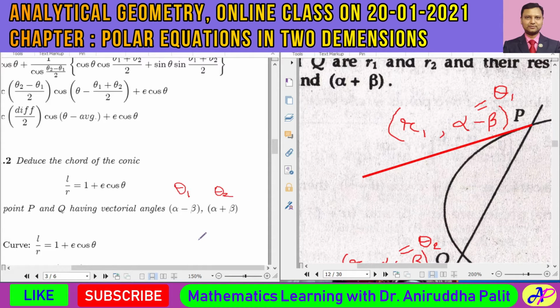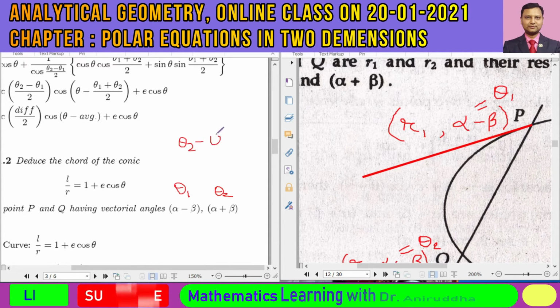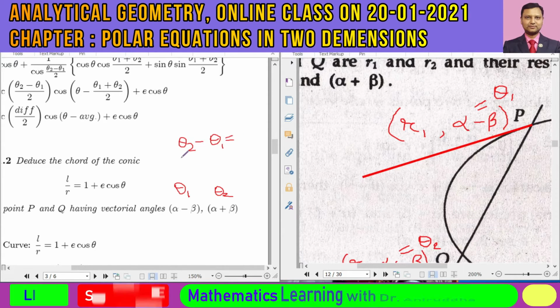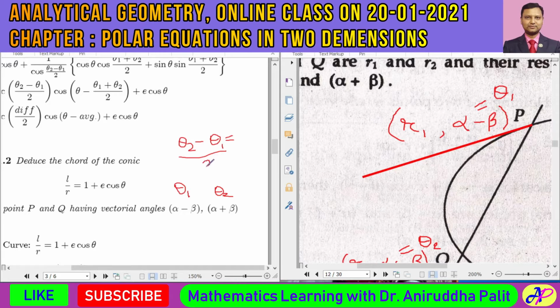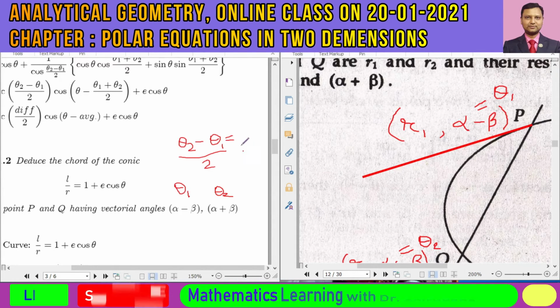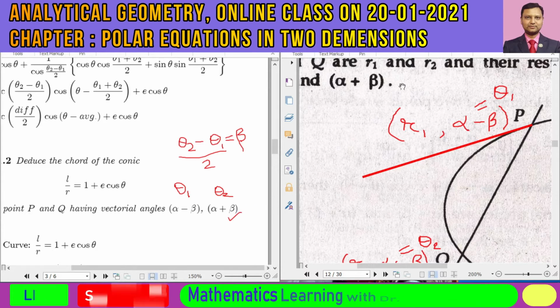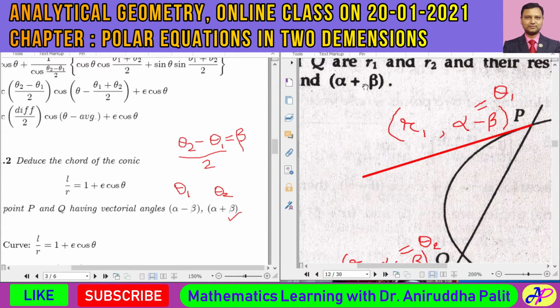Then you see the difference. What would be the difference? Theta 2 minus theta 1 would actually be equal to twice beta. Got it? Twice beta would be the difference. Therefore, theta 2 minus theta 1 divided by 2, difference by 2, is actually nothing but the angle beta. This is the interpretation of this beta that has been considered over here.